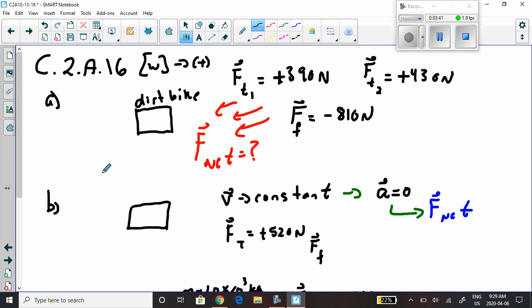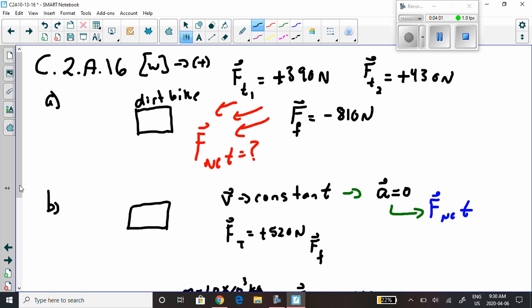In B, we have a water skier who is being pulled directly by a motorboat. Now, this is the key thing here. It's telling you the velocity is constant. If the velocity is constant, it's telling you the acceleration is 0. If you know the acceleration is 0, you should be able to tell me what F net is.